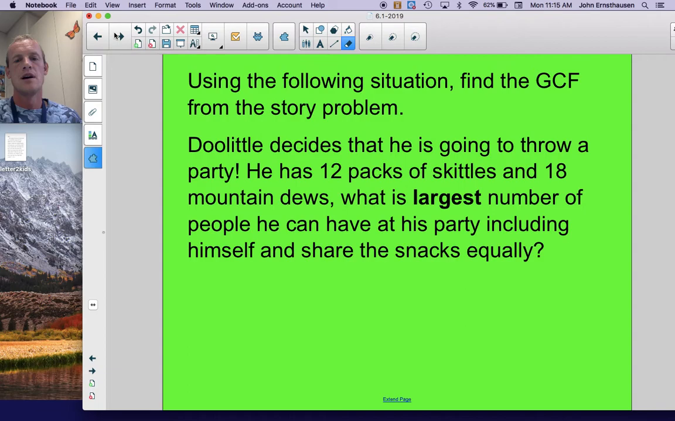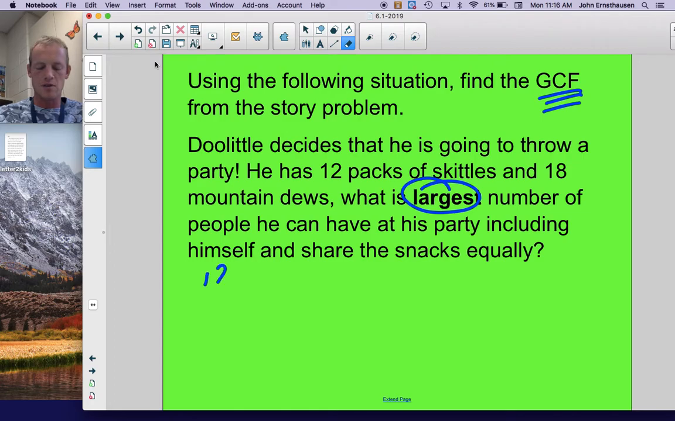Okay? All right, one more thing we're going to look at today, and we'll keep working on these as well, and we'll come back to this later in the year. It's the context of story problems. So it says, use the following situation, find the GCF from the story problem. Doolittle decides that he is going to throw a party. He has 12 packs of Skittles and 18 Mountain Dews. What is the largest, the key word, largest number of people he can have at his party, including himself, and share the snacks equally? So we're going to basically do the GCF here for 12 and 18.